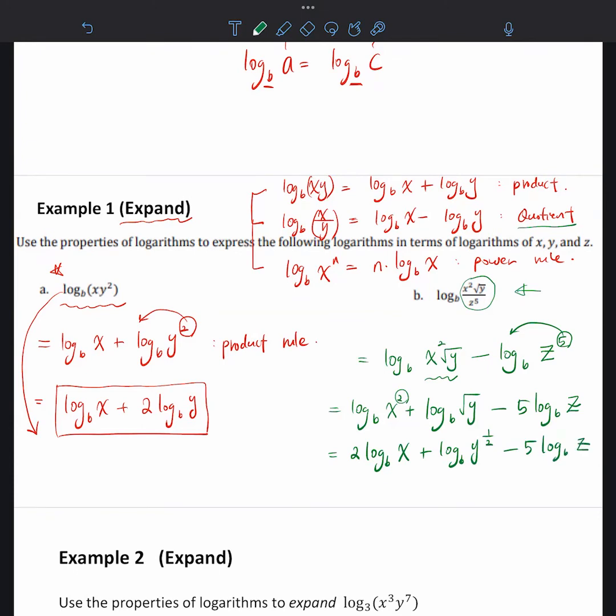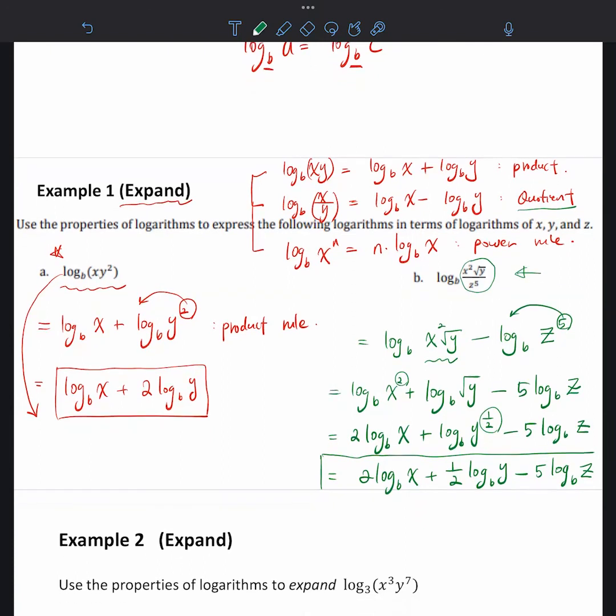Are you following? Step-by-step work. Again, I can bring this one to the front. So the final is 2 log base b of x, plus 1/2 log base b of y, minus 5 log base b of z. That's how we expand this condensed form. Okay. So this is how you expand the log expression by using the properties, product, quotient, and power rule.